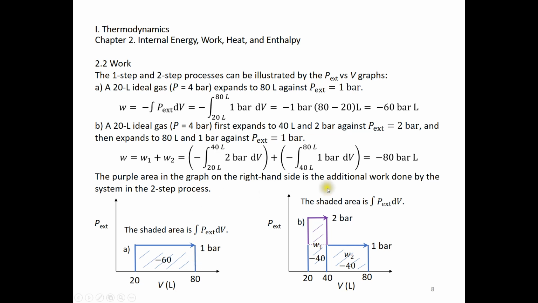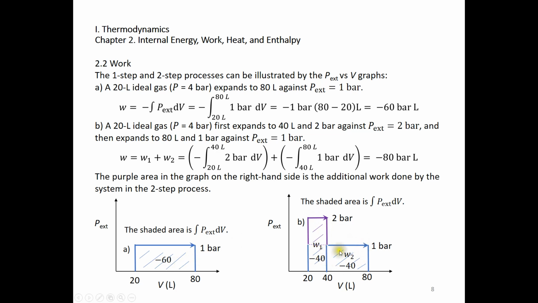Alright, now let's visualize the 2-step process. In the 2-step process, we first expand this gas from 20 liters to 40 liters against a 2 bar external pressure, so we are looking at this rectangle in the first step. In the second step, the expansion is against 1 bar pressure. The volume change is from 40 to 80. So this is the second step. Again, there are 2 rectangles. The first rectangle is here. The second rectangle is here. If you sum up the areas of these 2 rectangles, you will get negative 80, considering the sign for the work done by the system.